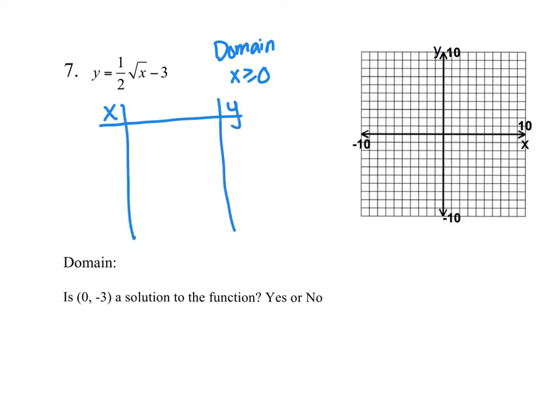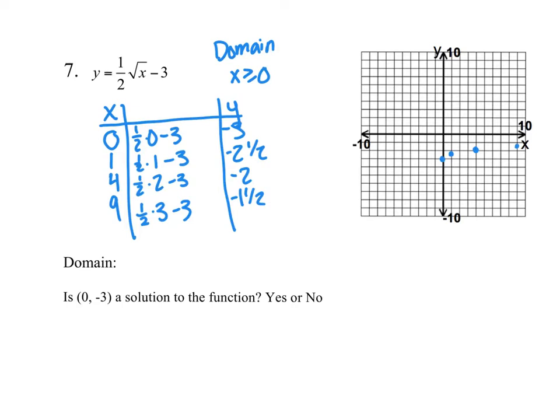Now, we know that we could put 0, 1, 2, 3, 4, etc. into our input column. However, since we're taking the square root of x, I'm going to choose numbers that are easier for me to take the square root of, so I chose the perfect squares. I'll show my work in the middle and get my ordered pairs. Now that I've shown my work and got my ordered pairs, I've graphed them on the graph and I need to connect them to make my square root function. Don't forget that you should have an arrow going in one direction.